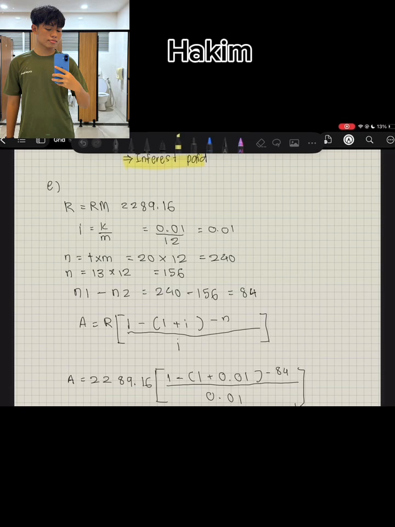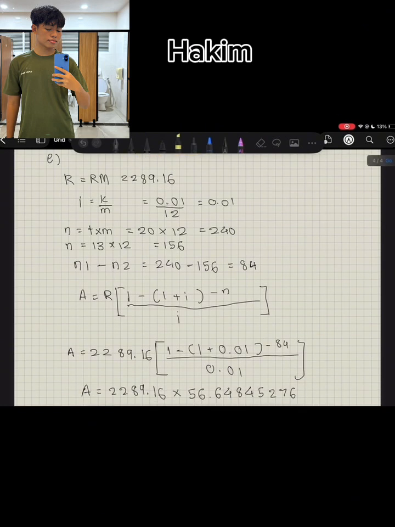Moving on to question E, we need to find the outstanding balance remaining on the loan after Amy has consistently made payments for 30 years. To find the outstanding balance, we use the present value of the remaining payments. The total loan term is 240 months. Since Amy has already paid for 30 years, she has completed 30 times 12, which is 156 payments. Subtracting this from the total, we find that she has 84 months remaining.